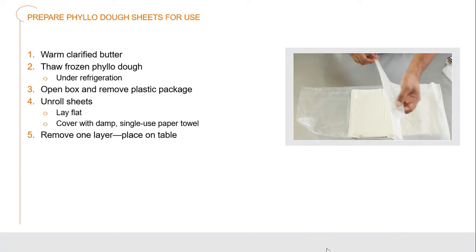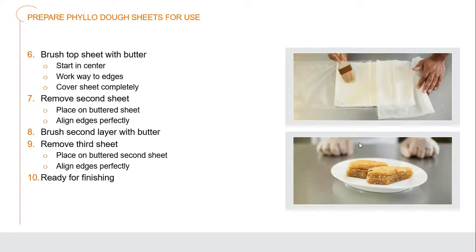But then we're going to lay them out flat, and we're going to put a damp single-use paper towel over the top. As you can see, these are incredibly delicate sheets, and they will dry out very, very easily to where they're unworkable. So you really want to just remove one layer at a time, placing it onto the table. You brush that top sheet over with some butter, and then you start working in the center and work your way out to the edge.